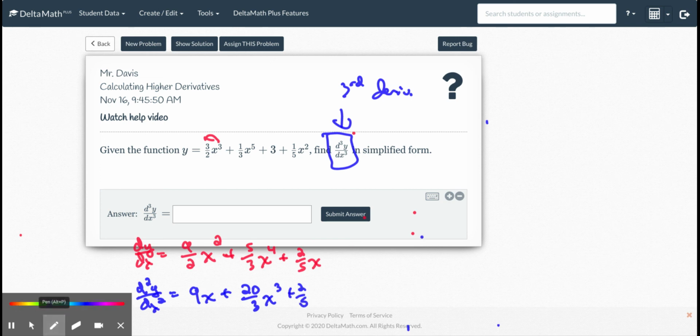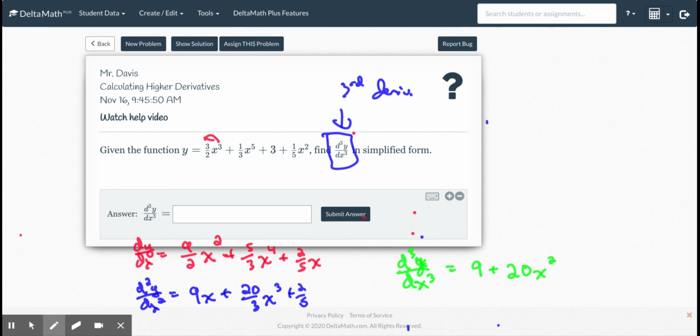And then our third derivative, right over here, d cubed y over dx cubed is going to be 9. The x just drops off, plus, that would be 60/3, which is just 20, x squared, and then the derivative of the constant just goes away. So all we're left with is 9 plus 20x squared.